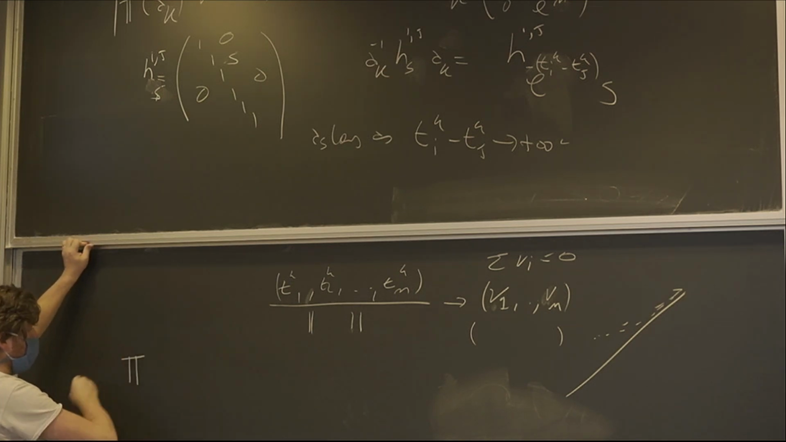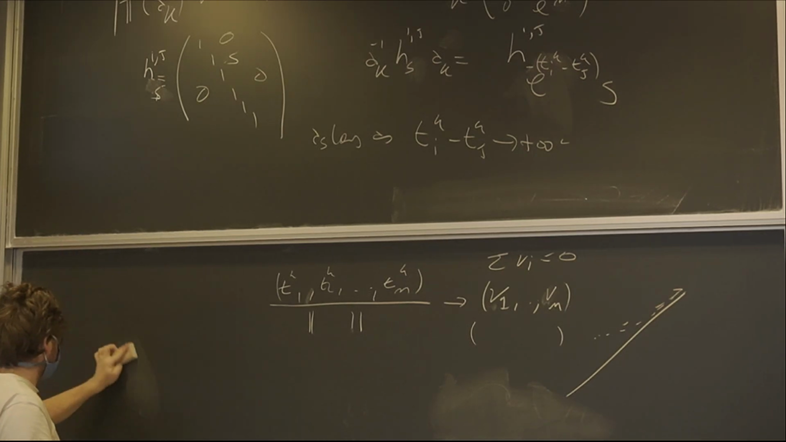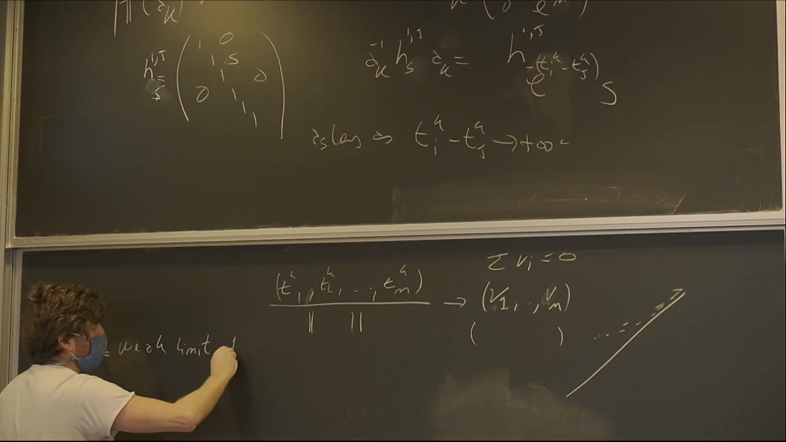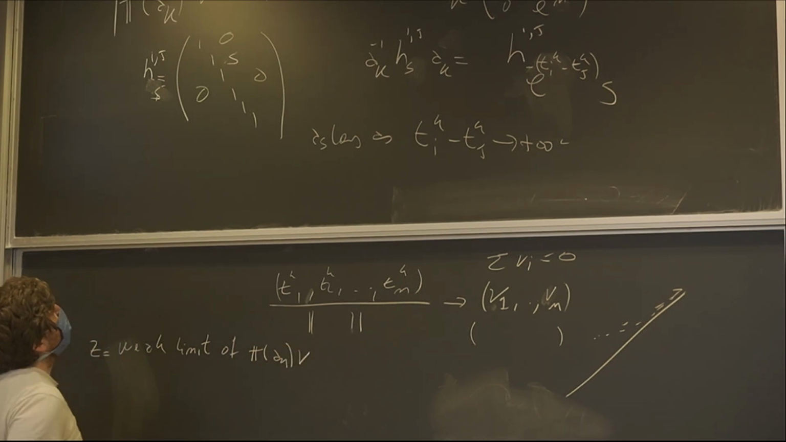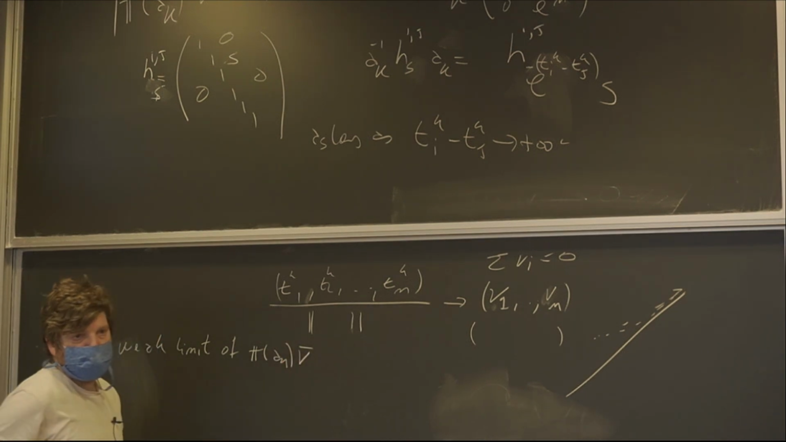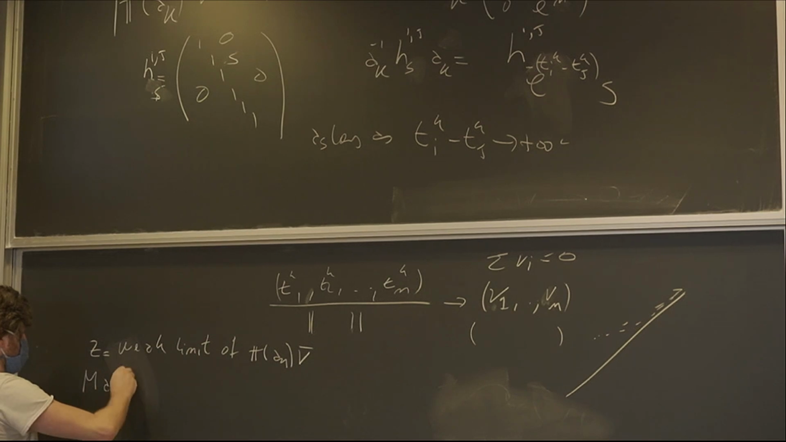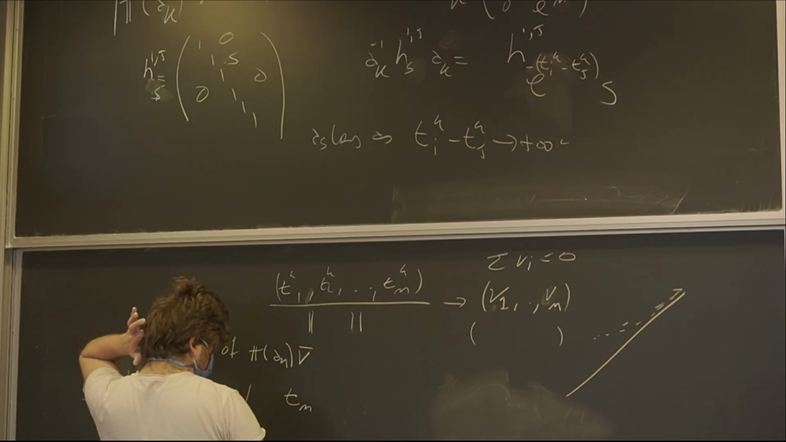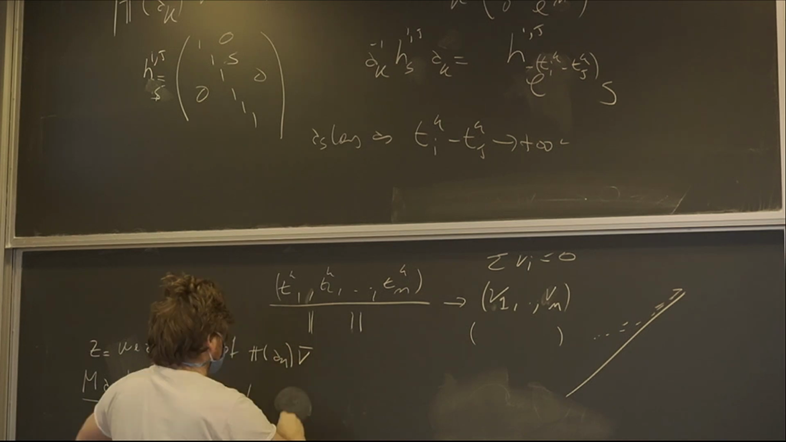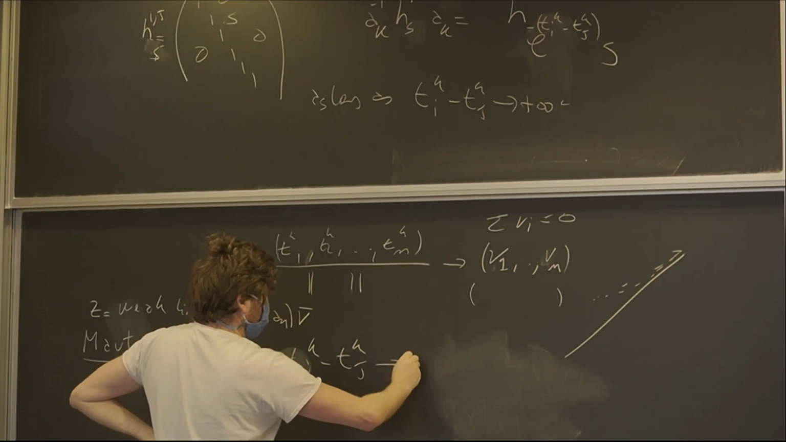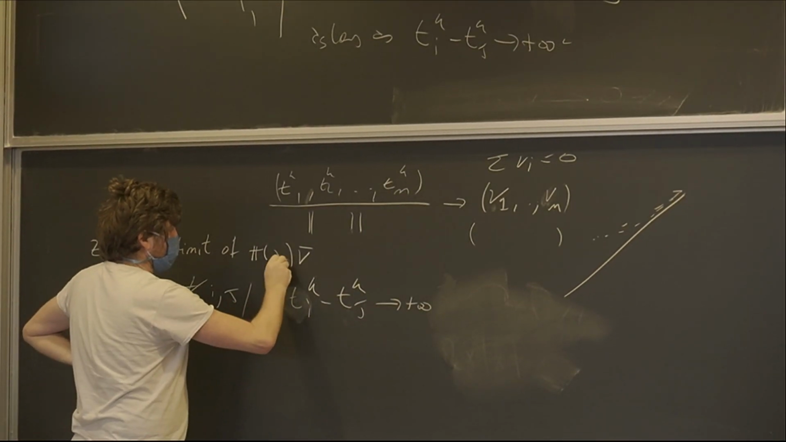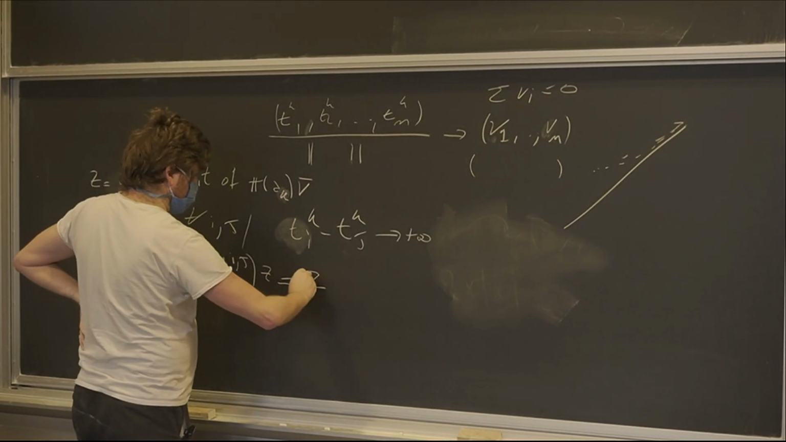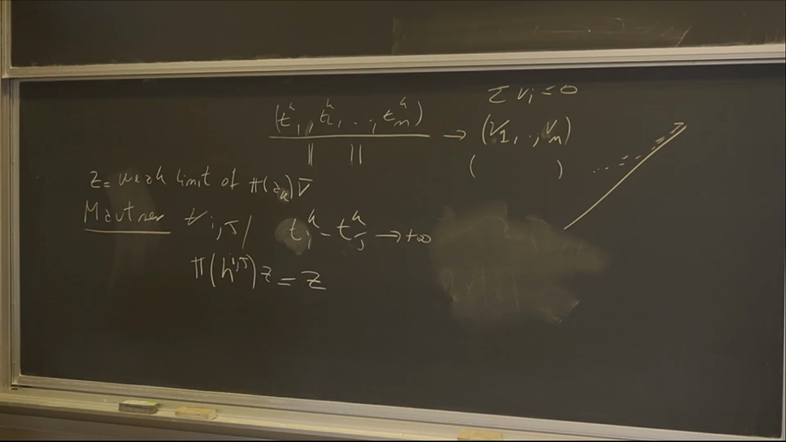Mautner tells us that, before Mautner, we take z equal to the weak limit, again taking a subsequence, of pi in v bar, and Mautner says that for every ij such that Tik minus Tjk goes to infinity, I have that pi of the ij entry of z equals z. Very good.